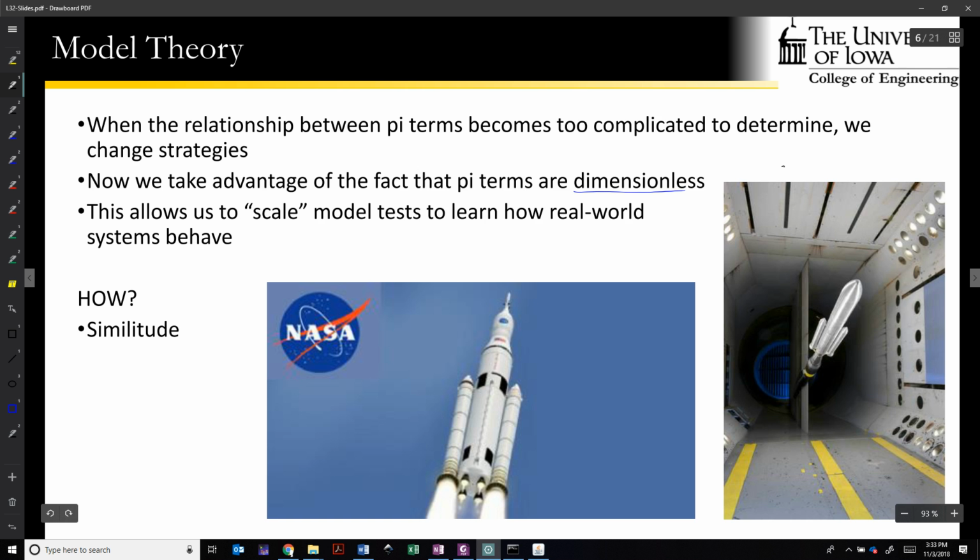And in turn, this allows us to perform what we know as scaled model tests that are able to effectively reproduce the way that real-world systems behave. The question is, how do we do this? What are the steps involved? If we want to know the wind drag or the air resistance on a rocket launch stage, how do we correctly design experiments at a smaller scale in a wind tunnel that are going to give us valuable information? And the answer is what we call similitude. Alternatively, depending on the textbook, this is sometimes just referred to as similarity.